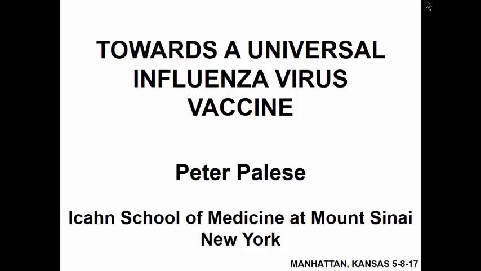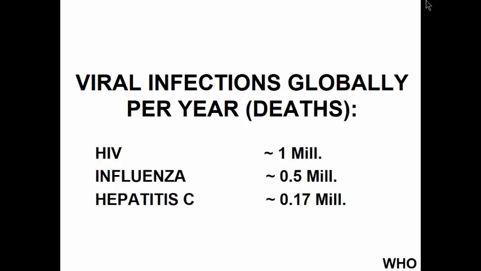Let me remind ourselves that influenza, despite having a good vaccine, still can cause a lot of problems. If you look at one of the most recent statistics from WHO, we have HIV with 1 million, but flu is really up there with 500,000 deaths, and even hepatitis C is quite high.